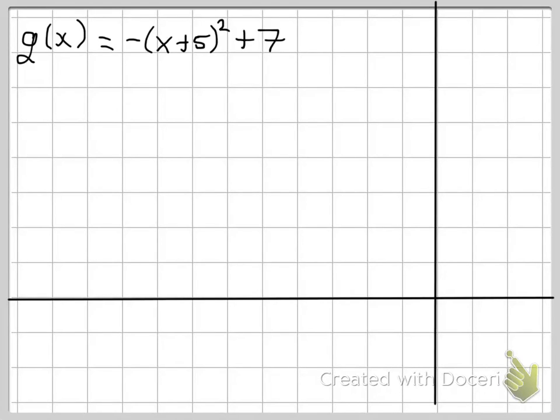Alright, we're going to grab one more, and we notice that this one has a negative in front of the quantity squared, so that's going to tell us that this is going to open down, and we're going to have a maximum at our vertex. Our vertex is always going to be h comma k. h is always going to be the opposite of the number that's with the x, so it's going to be negative 5, and then the k is always the same, so negative 5 comma 7. So we'll construct our xy plane, and then we'll put in our vertex.